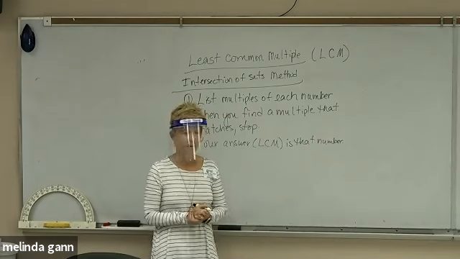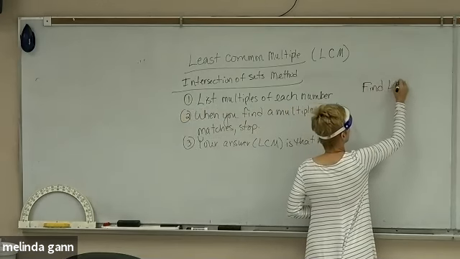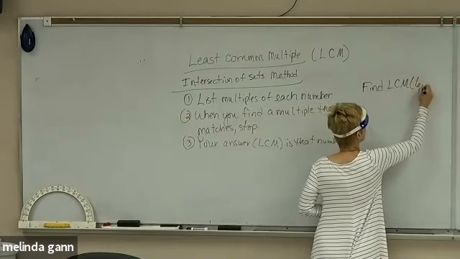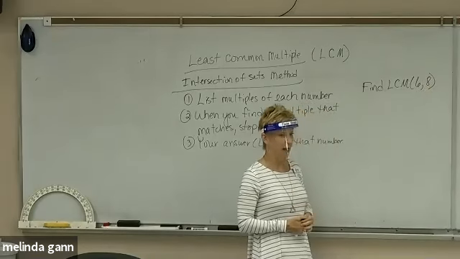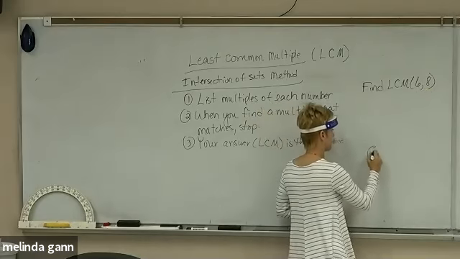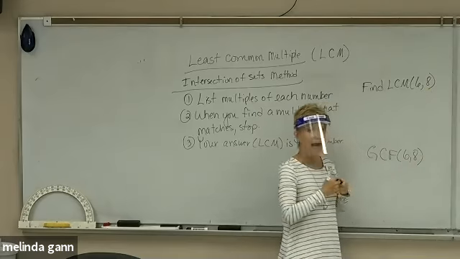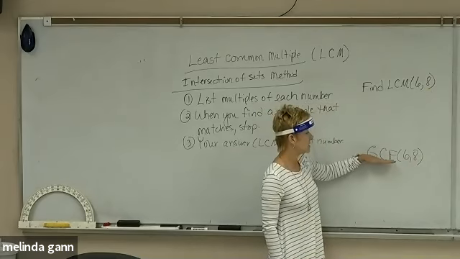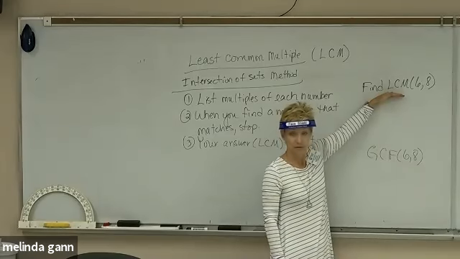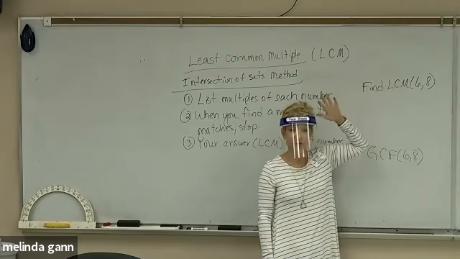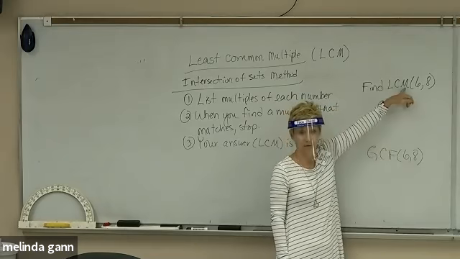Everybody okay? So what if I said find the least common multiple between 6 and 8? Now, here's what I would like you to do, because I get this a lot on the test. I don't want you to confuse the greatest common factor of 6 and 8 with the least common multiple. So before you ever start, I want you to zero in: is it a factor or a multiple?